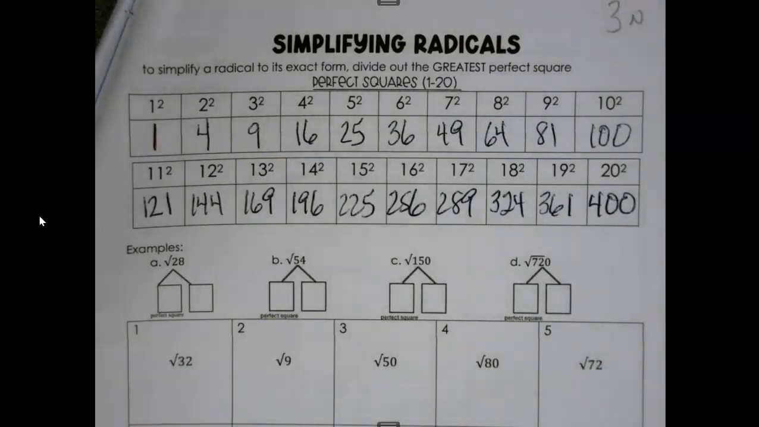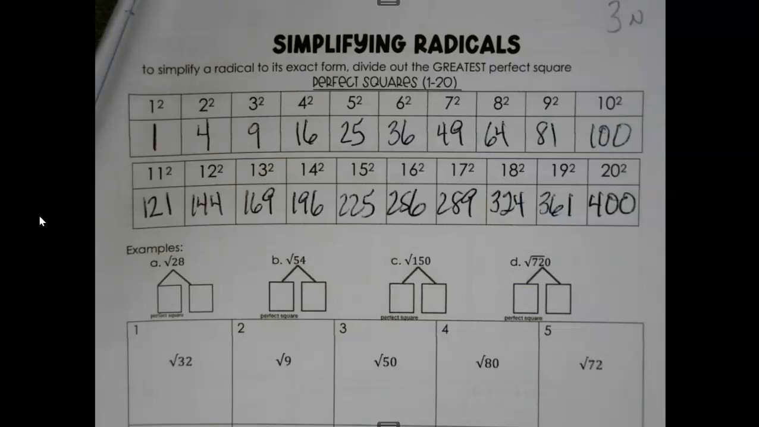Survived that one. So normally we're not going to go up as high as 20 squared. Most of the numbers we're going to deal with are going to be in that top row, the 1 squared through 10 squared, where we get to 100. But it's always good to be prepared just in case.